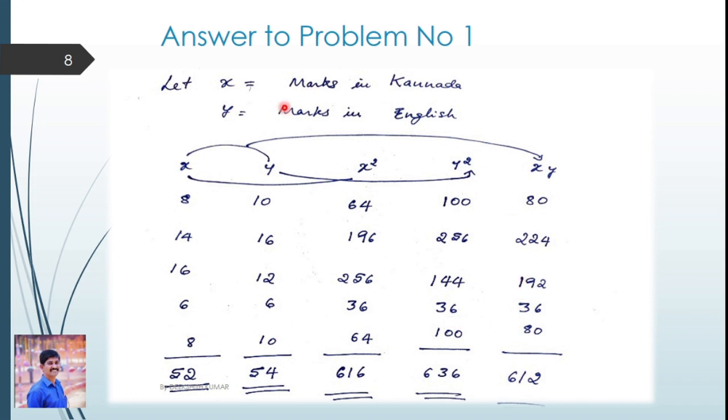So the total of x is sigma x 52, sigma y 54, sigma x square is equal to 616, sigma y square is equal to 636, sigma xy is equal to 612.